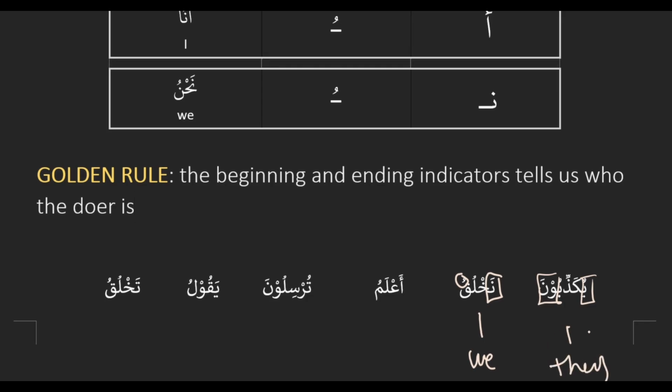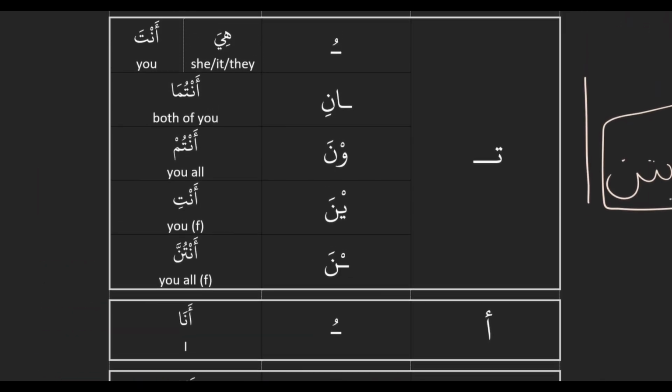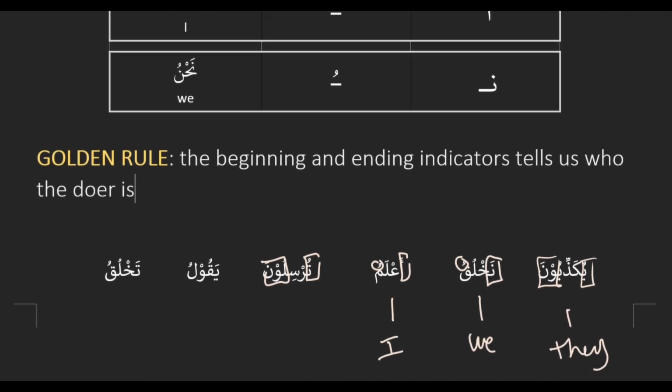Okay, أعلم. What are my indicators? Beginning is hamza and the u ending, the dhamma ending. And there's only one for hamza as well, which is I. Okay, ترسلون. Ta is the beginning, and we have multiple for this one, so we have to look at the end. Una. Ta plus una is you all. Yep, antum, you all.